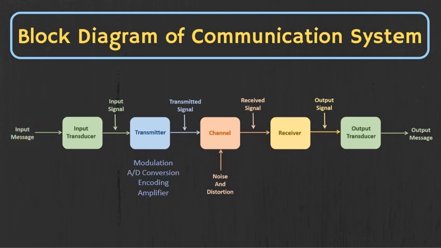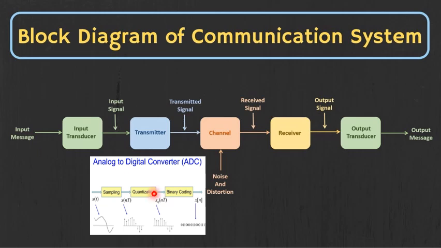After this transducer, the next block is the transmitter. This transmitter modifies the input signal for effective transmission, and this transmitter module also contains several subsystems like the modulator, the analog to digital converter, encoder, and amplifier.